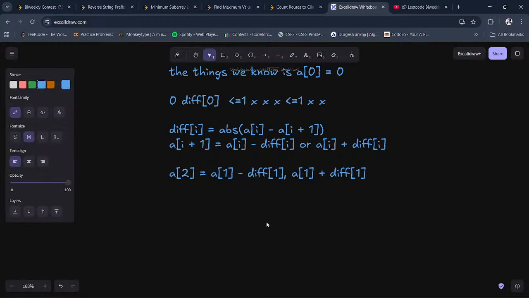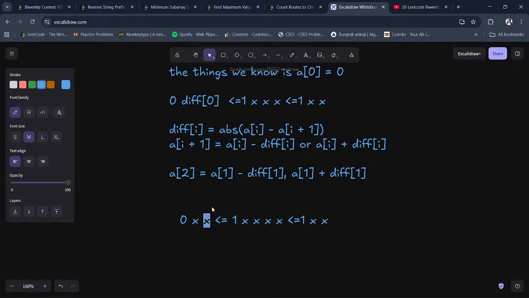I told you 0 is the first index. We don't know these things. This value is less than equal to 1. We don't know these things. This value is less than equal to 1. 0, 1, 2, 3, 4, 5, 6, 7, 8. Yeah, so we can compute this thing. But this thing should be less than equal to 1.